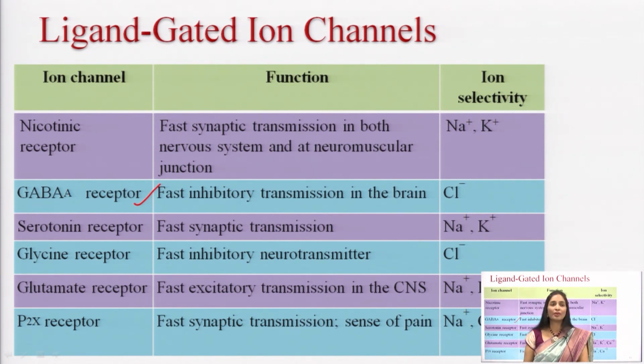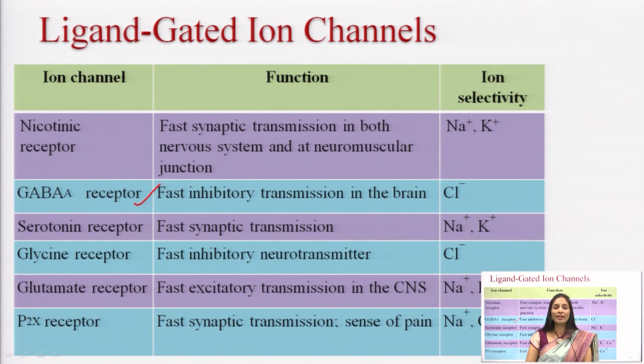Next, the serotonin receptor. When serotonin binds to its receptor, it gives fast synaptic transmission and opens sodium and potassium channels. If I am talking about the glycine receptor, when glycine binds to its receptor, it is an inhibitory neurotransmitter, it processes inhibitory transmission and opens the chloride channel. And what about glutamate? Glutamate is an excitatory neurotransmitter. It gives fast excitatory transmission in the CNS and opens the sodium and calcium channels.